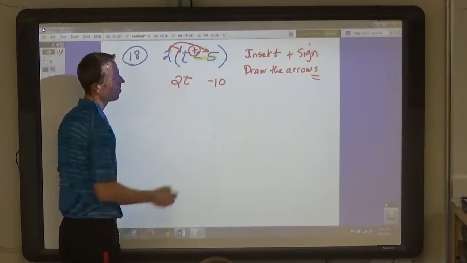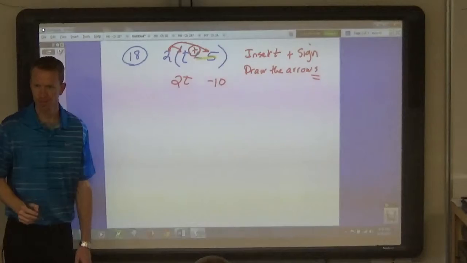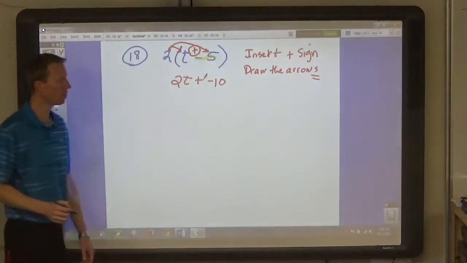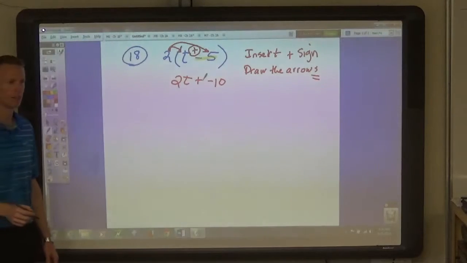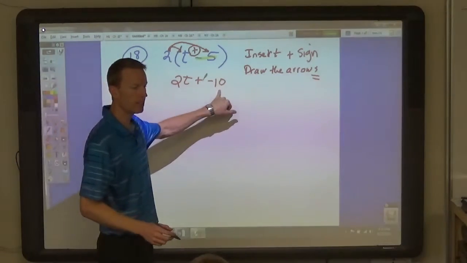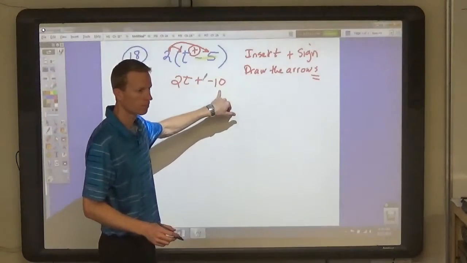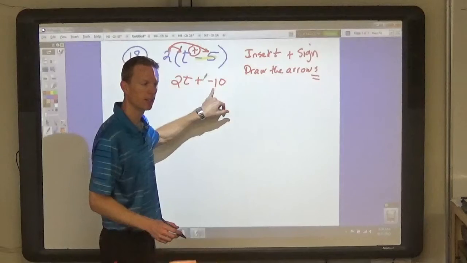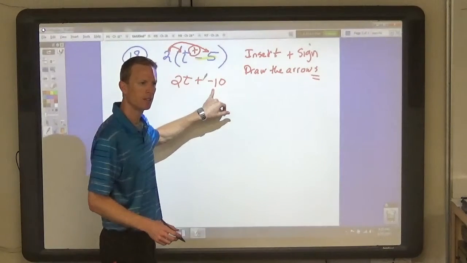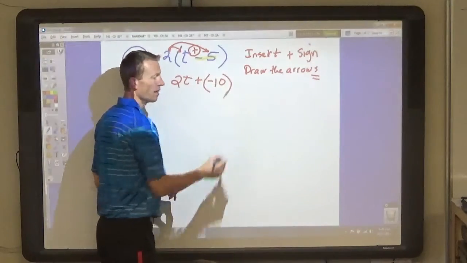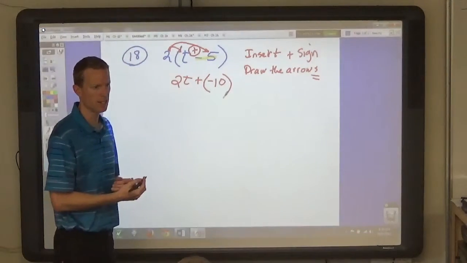Where does the plus sign go? Right in the middle, right between them. 2t plus negative 10. Do we have to put the 10 in parentheses? No. This is 2t plus negative 10. The parentheses don't do anything. There's no purpose for the parentheses there.